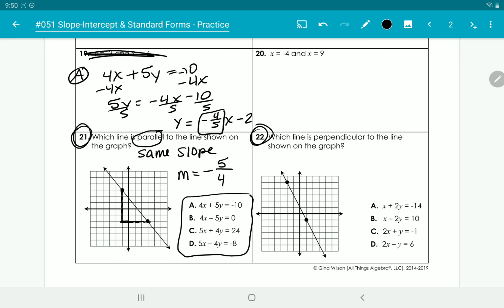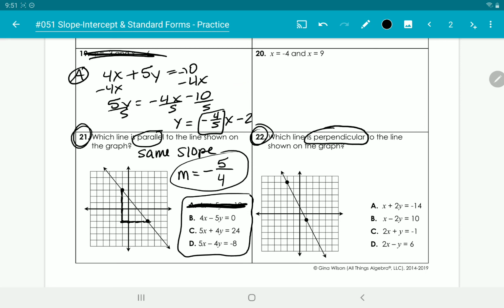Okay, so this is the slope. We want it to have the same slope as this one. So on this one, negative 5 over 4 is not the same as negative 4 over 5, so it's not going to be A. So go ahead and determine the other ones, figure out the slope of those, and determine whether they're parallel or perpendicular. Whichever one has the same slope once you do it this way, then that's going to be your answer.